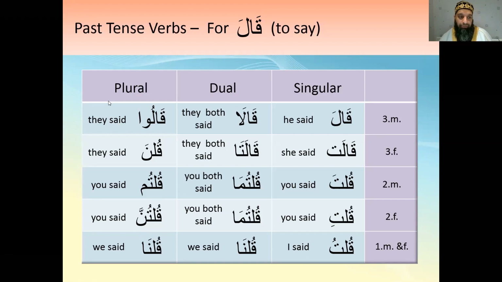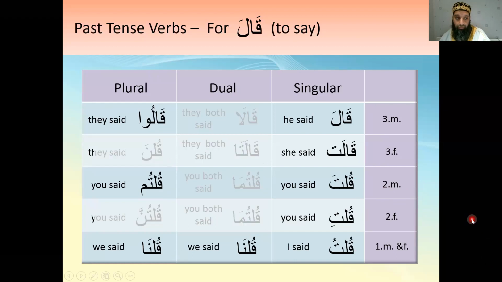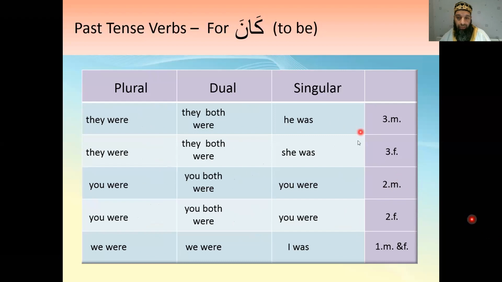Happy? Right, okay. So let's do kana now. Kana. Right. So I'll help you with the first one. Kana means he was. How do you say they both were?